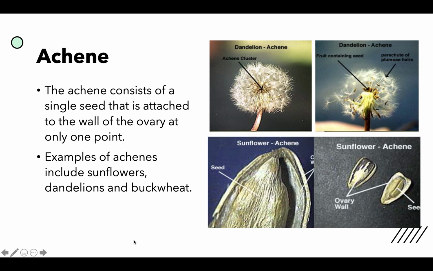The achene consists of a single seed that is attached to the wall of the ovary at only one point. The ovary wall of achenes is thin and undeveloped so much that when it dries out, the fruit has a seed-like appearance. Examples of achene include sunflowers, dandelions, and buckwheat. As mentioned in the introduction of this video, the sunflower seed is actually a fruit. If you remove the dried up part or wall of the fruit, the sunflower seed is found underneath.